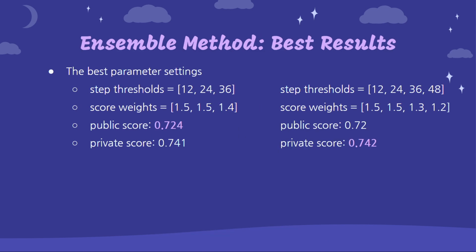So the details of the parameter settings are as follows. The left-hand side has the best public score, which is based on the 3-step threshold. If the two models have the same event prediction under the step threshold, like 12, then the output confidence score will be model 1's confidence score times 1.5. And the right-hand side is based on a 4-step threshold, which gets the best score on the private leaderboard.